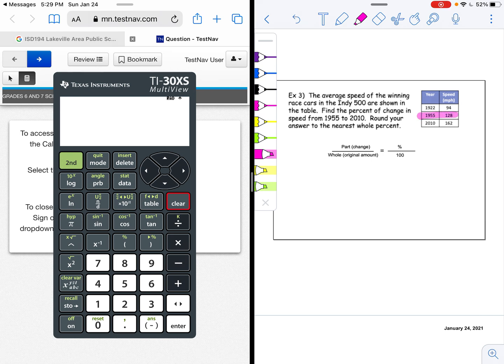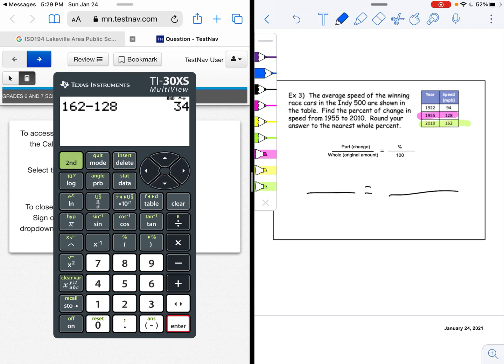So here we are, 1995 to 2010. So that would be this. That is going to be an increase because it went from 128 miles an hour to 162. So the first thing I need to do is find the difference between those two things. So I'm just going to subtract them. And so my change, I'm going to just draw an empty one here.